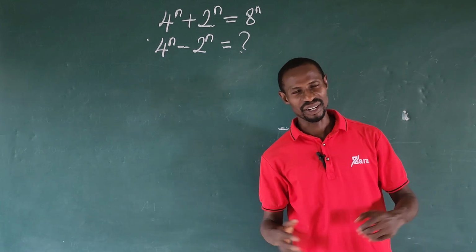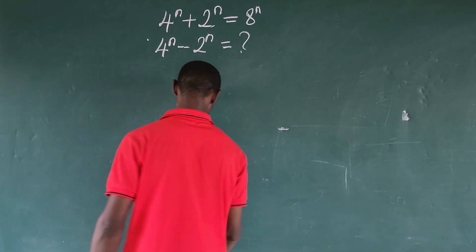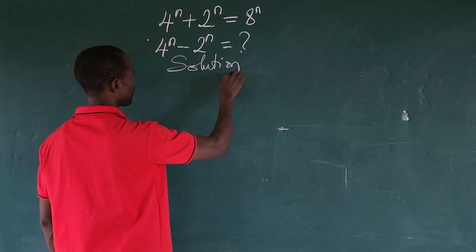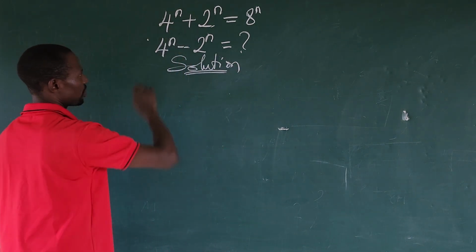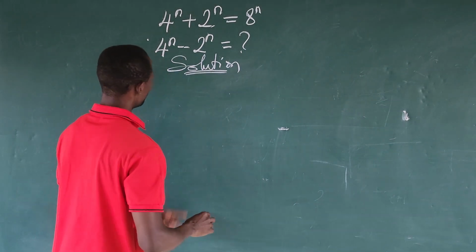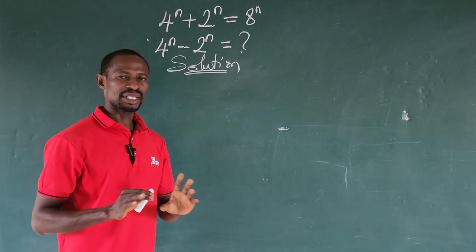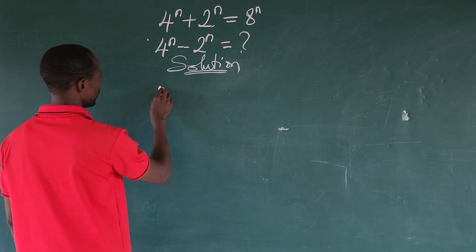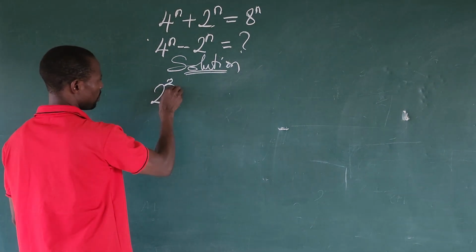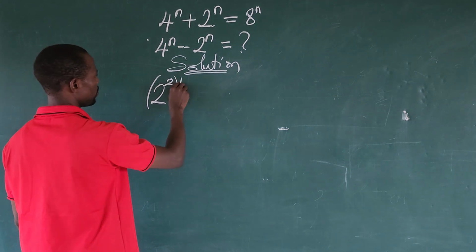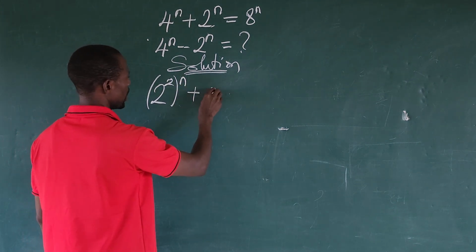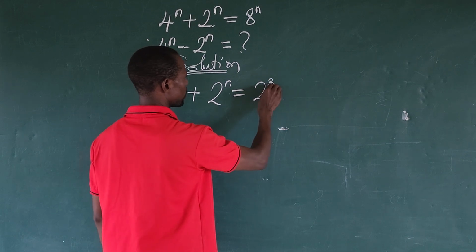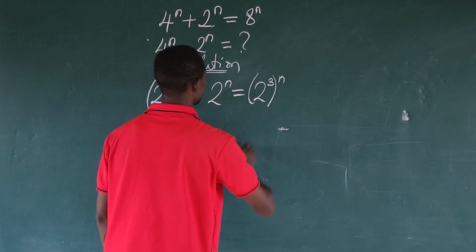But here we're going to use a very quick method. See how to solve this here now. So take our solution. So yeah, we just have to rewrite the first equation because we can express all the terms in the first equation to base 2. So if we have that, 4 can be written as 2 to the power of 2, all to the power of n, then plus our 2 to the power of n, they equal to 2 to the power of 3, or to the power of n, right?